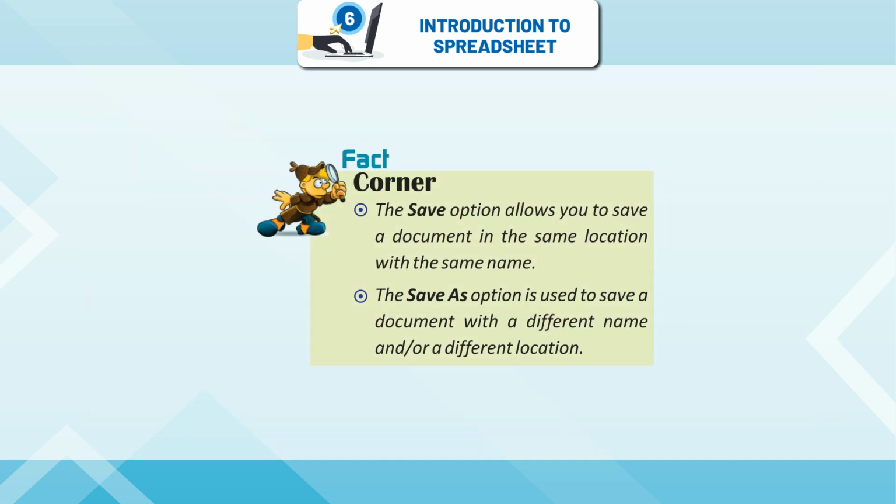4. Click Save. Fact Corner. The Save option allows you to save a document in the same location with the same name. The Save As option is used to save a document with a different name and/or a different location.